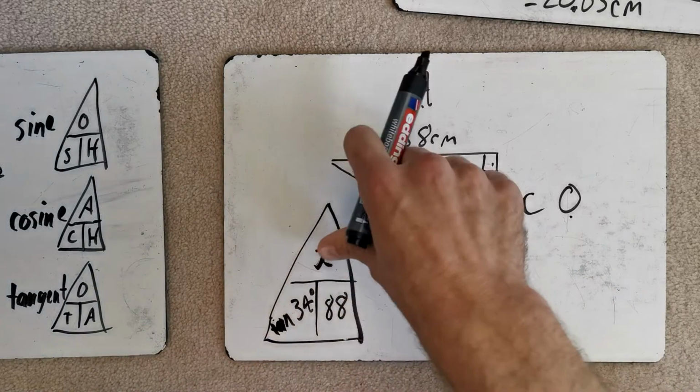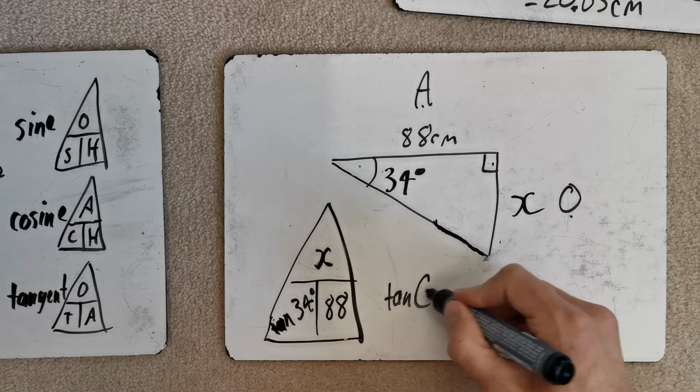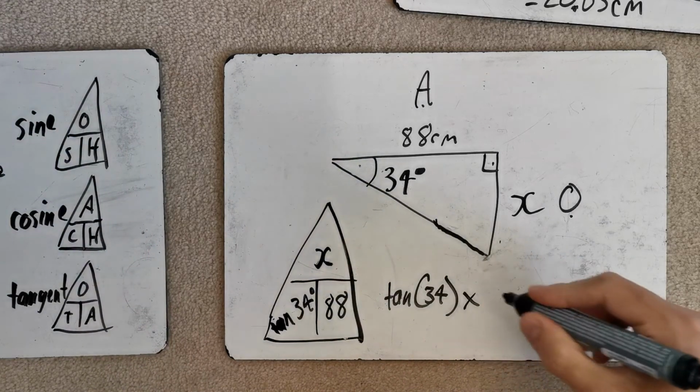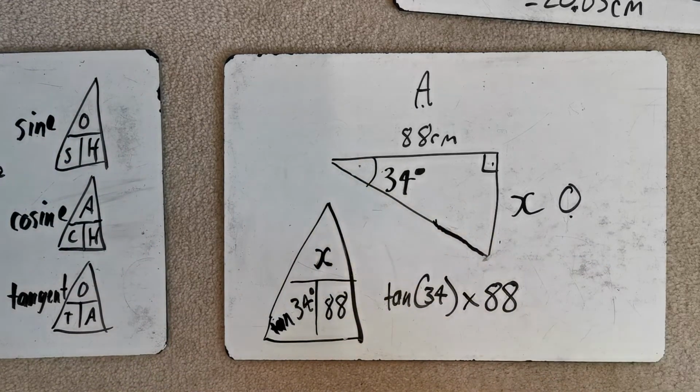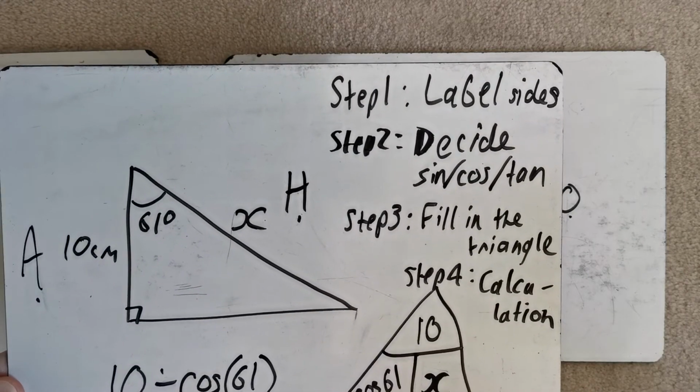So, we're trying to find out what x is, so we're going to do tan 34, and we're going to put a bracket in there. Put them in brackets, like the calculator does. Times by 88. Okay, so let's go through that again. So, label the sides first. We did that, we put the A and the O. Number 2, decide sine, cos or tan.